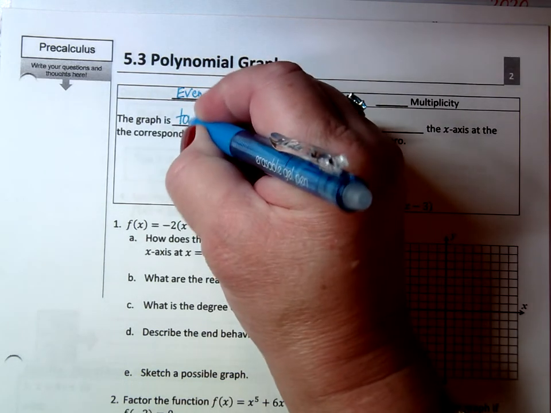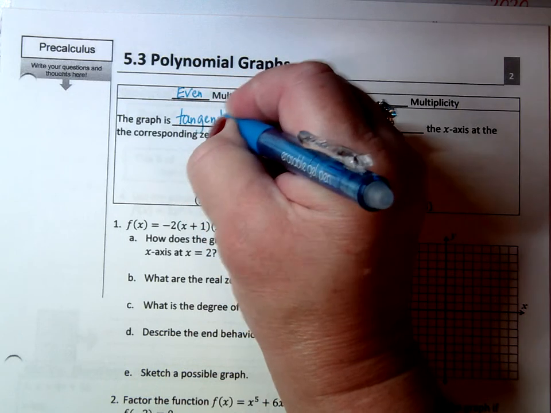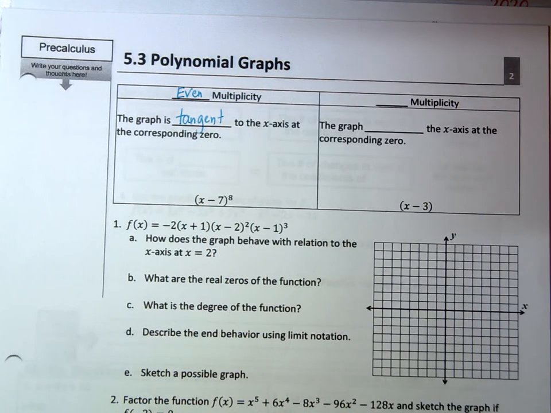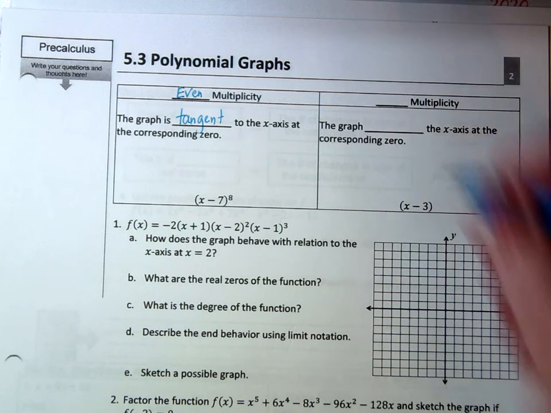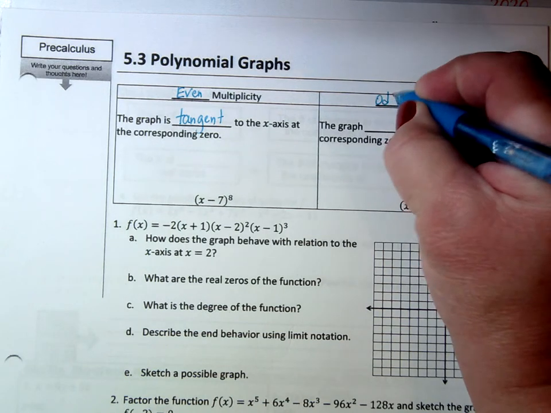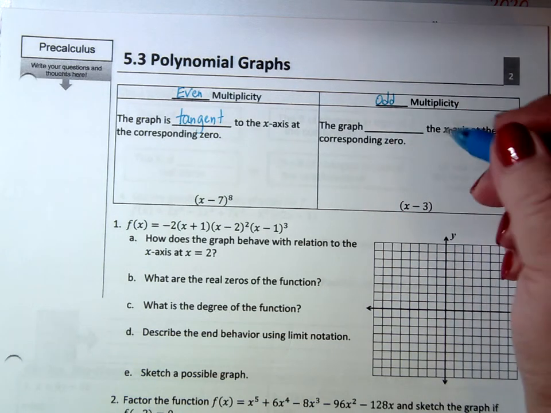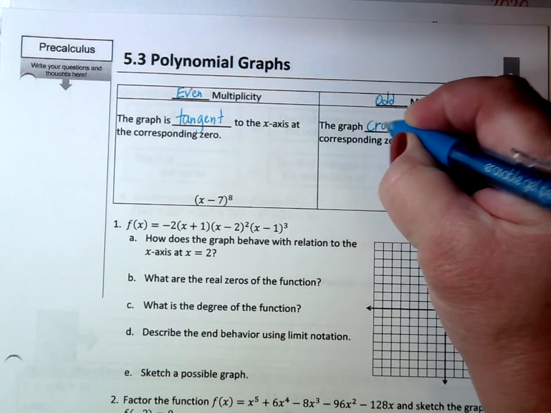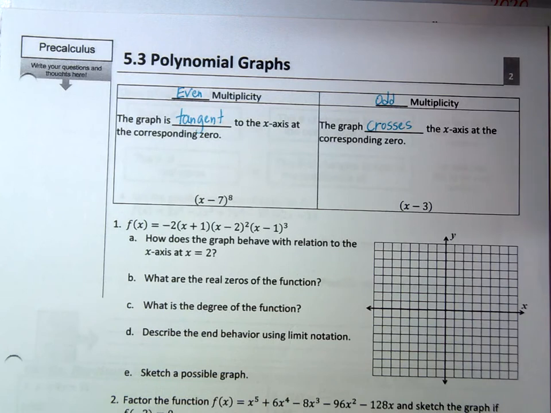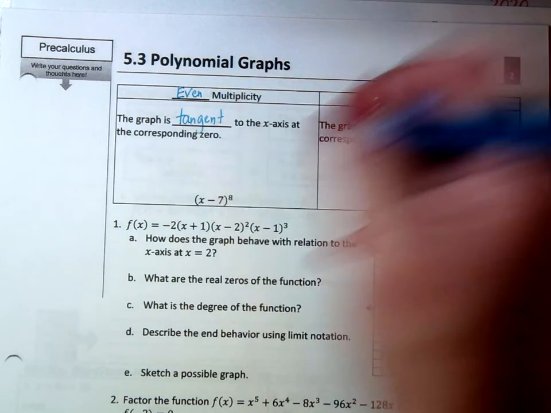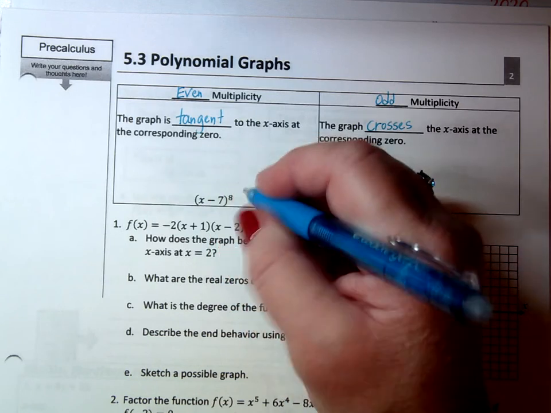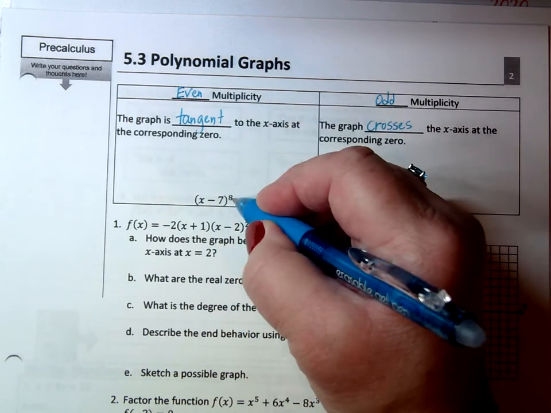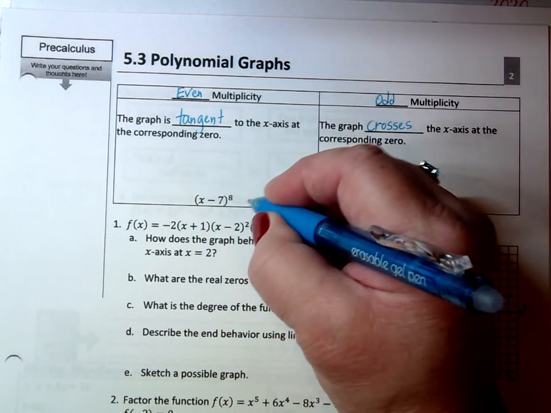I'm going to show you pictures in a second. Tangent to the x-axis at that corresponding zero. And if the graph has an odd multiplicity, the graph truly crosses over the x-axis at that corresponding spot. So if I've got x minus 7 to the 8th power, that's an even multiplicity because it's an 8. That means that this guy is tangent.